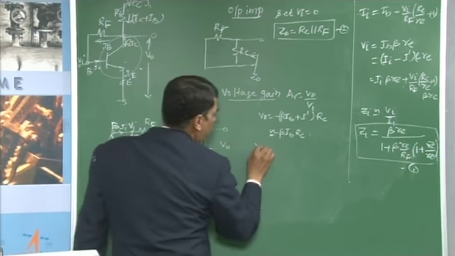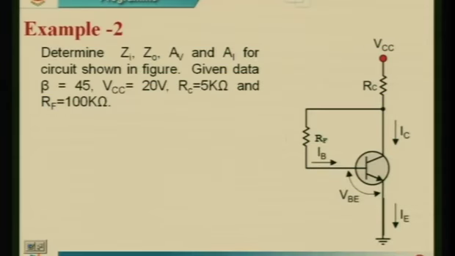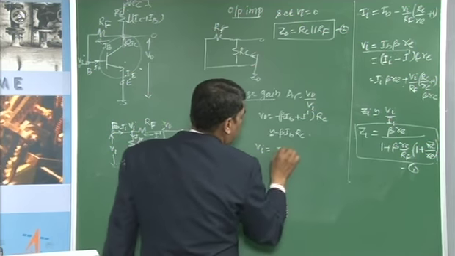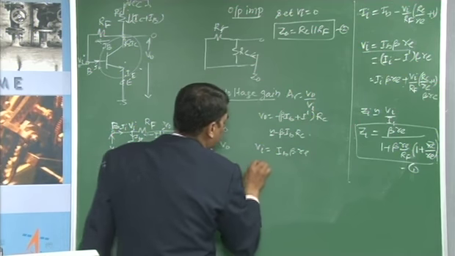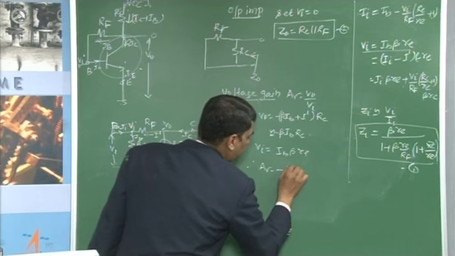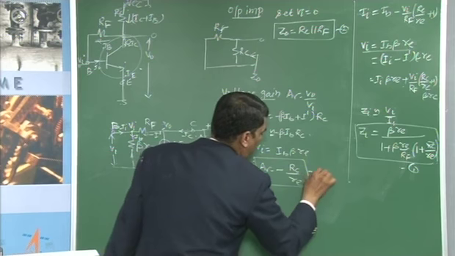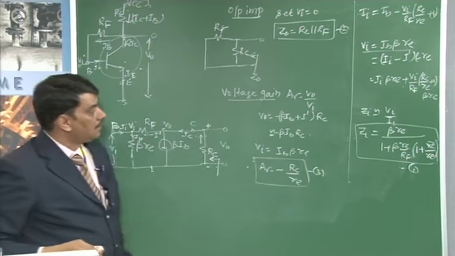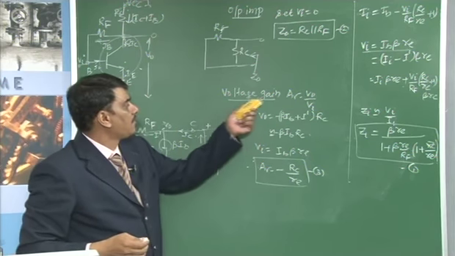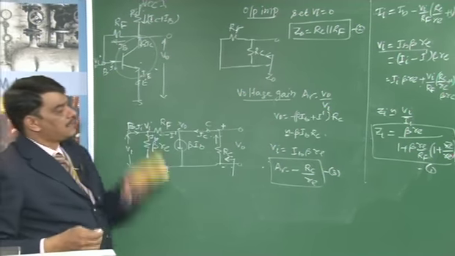Next, Vi is given by, from this expression, IB times beta times RE. Hence, the voltage gain A_V, if you take this ratio, you are going to get minus RC by RE. The voltage gain of a collector feedback circuit is independent of the feedback resistance RF.